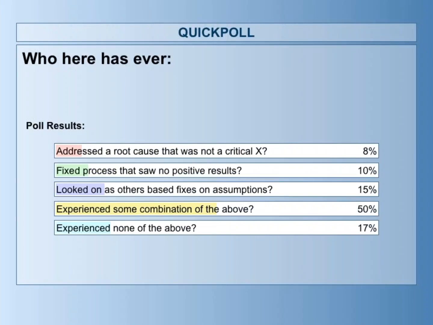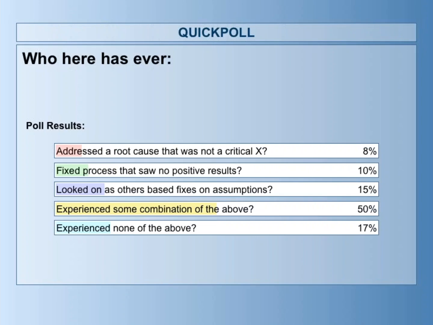So 50% say that there's a combination of some of the above. So let me cover those first. 50% said looked on, right? So making assumptions when they shouldn't have. Fixed process that saw no results, 10%. I saw that a lot. That was the one that got my vote, is seeing improvements implemented that had no effect on the problem. Like, okay, that was a waste of time. And then the last one, 8%, addressing a root cause that was not a critical X. So those were the pieces that were a combination of something.